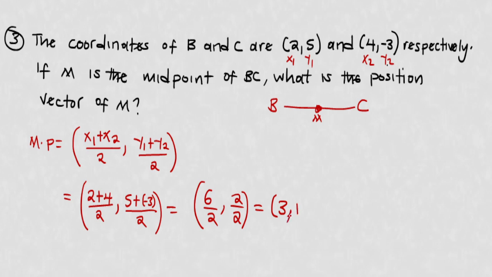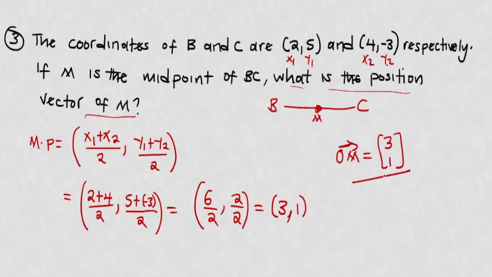So we found the midpoint, but the question is asking for the position vector of M. What we have is in the form of coordinates. To find the position vector of M, start from the origin. This is a vector from O to M, vector OM. So we write the position vector of M as a column vector: the 3, which represents x, and the 1, which represents y, down there. So this is how you write the final answer.